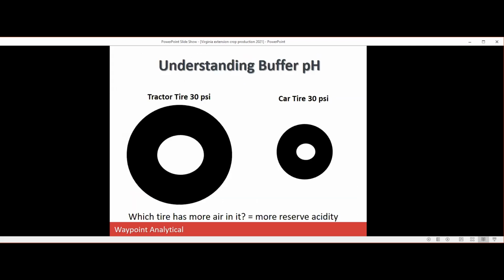The other way to understand this is basically if you have two tires and you fill them up to 30 PSI, which tire needs more air? Obviously if it's a tractor tire, you're going to need more air to fill the tractor tire to 30 PSI than the car tire. And that's the same as reserve acidity. Some soils have more reserve acidity than others, and how we measure this is through measuring the buffer pH.